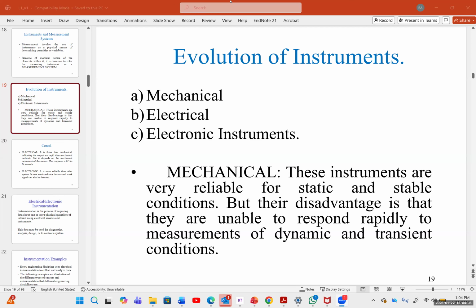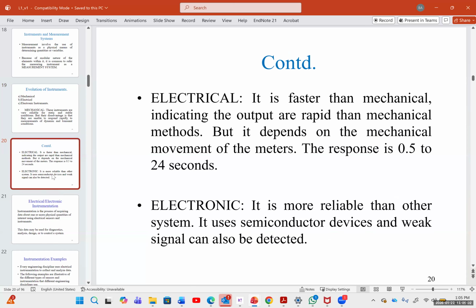In the previous class, we started with the introduction of measurement tools, and we reached this slide of different categories of measurement and instrumentations. There are three different categories. We have mechanical, electrical, and electronic instruments. And I gave some examples about mechanical and electrical and electronics.